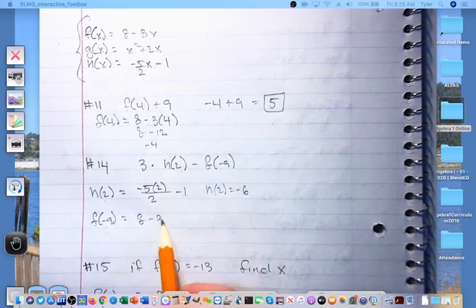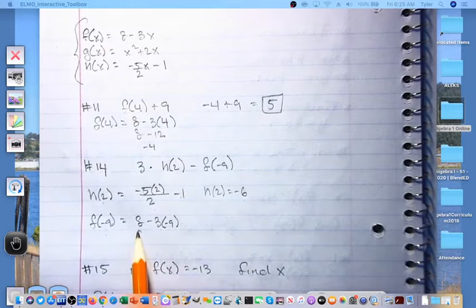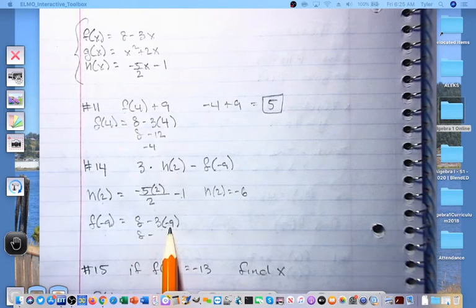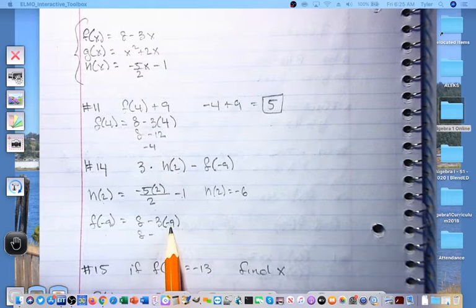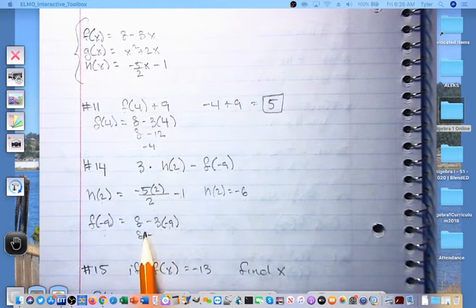That's 8 minus 3 times my input of negative 9. And that's going to give me 8 minus, now negative 3 times a negative 9 is going to be a positive 27. And positive 27 plus 8 is going to give me a positive 35. 8 plus 27 is going to be 35.